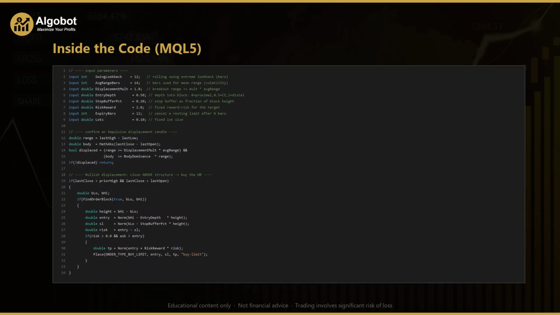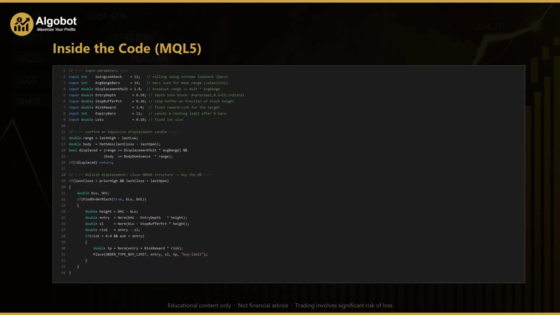At the top, we have the input parameters, the dials you can turn. Swing look back controls how many bars back the strategy scans to define the swing structure, so a larger value demands a more significant break. Average range bars sets how many candles feed the volatility measurement. Displacement multiple is the impulsiveness filter. Raising it forces the breakout candle to be larger relative to normal, giving fewer but stronger signals.